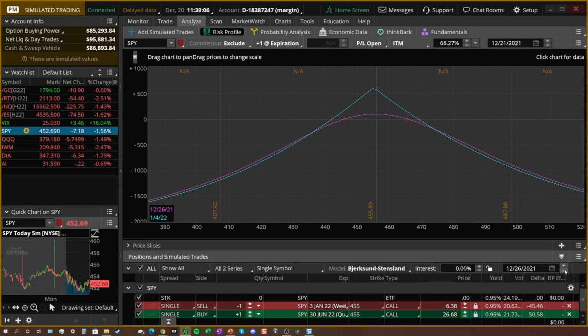And that makes perfect sense because between what we're going to make here on the sold option and what we're going to lose on the long-term option, that was roughly what we're looking to gain. It's about $600 or so. Okay. So that is how you set this up. That is how you can expect the trade to work out.